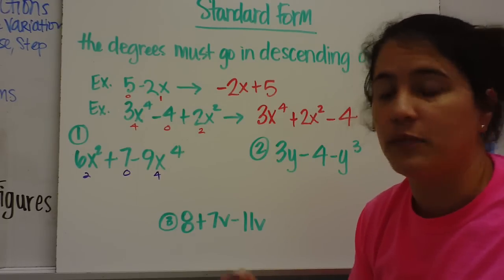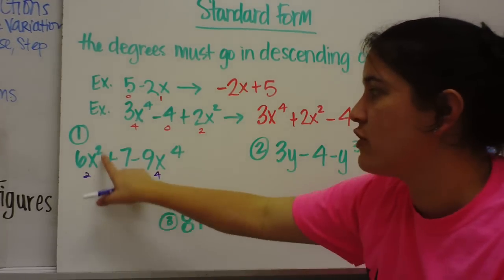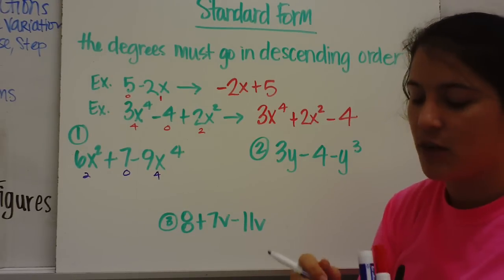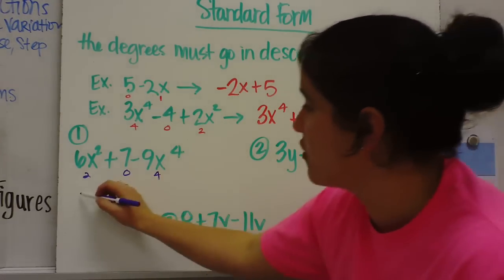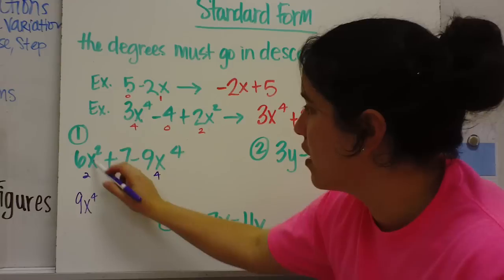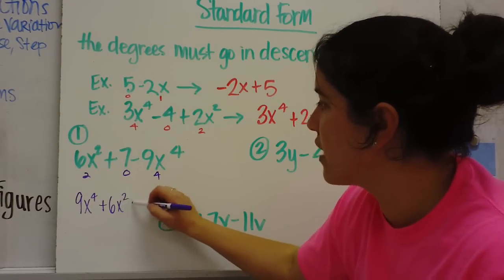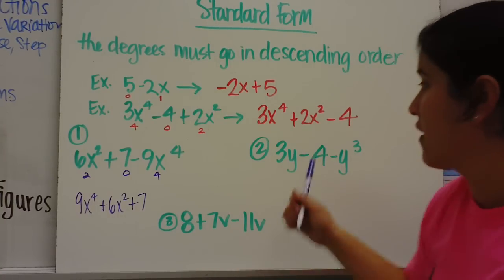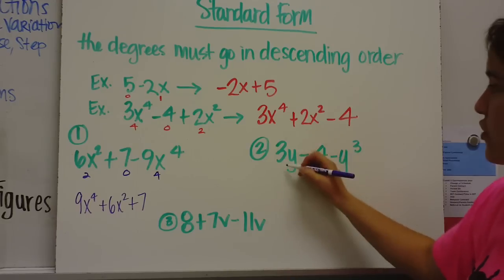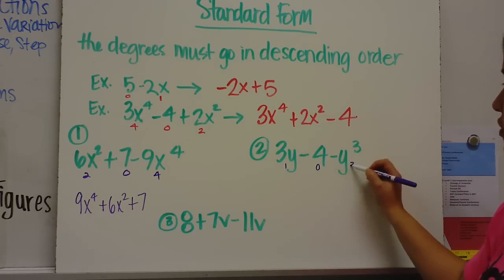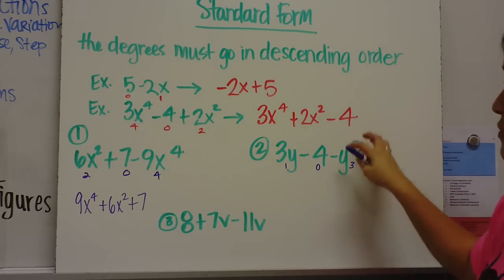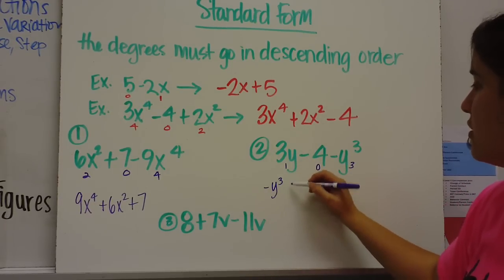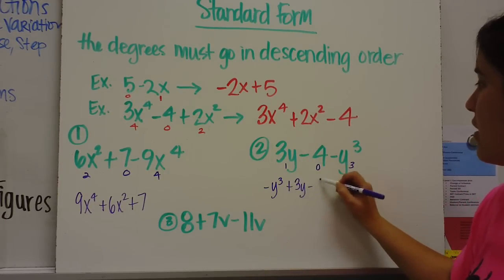Alright, so now let's do some examples together. In this first one, I've already shown you the degrees are 2, 0, and 4. So we need to rewrite this, putting the highest degree first. So 9x to the 4th plus 6x squared plus 7. And now it's written in standard form. Number 2 has a degree of 1, a degree of 0, and a degree of 3, which means we just need to move this one to the front. So negative y to the 3rd plus 3y minus 4.